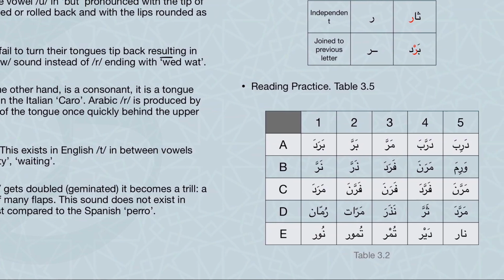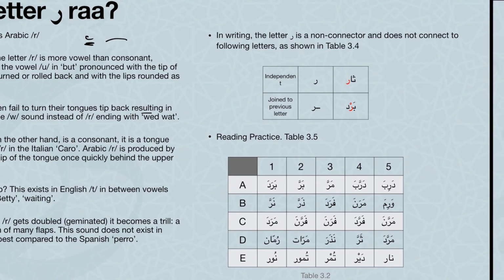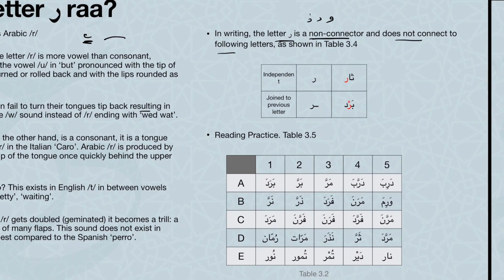So let's see about writing the letter ra, or re. The letter re is a non-connector, as it does not connect to anything after it, and it shares the same feature with waw, with dal, with thal, and does not connect to following letters. So it only has two positions it can occur in: either independent on its own, or joined to previous letters, in the middle of a word, where a connector letter came before it.